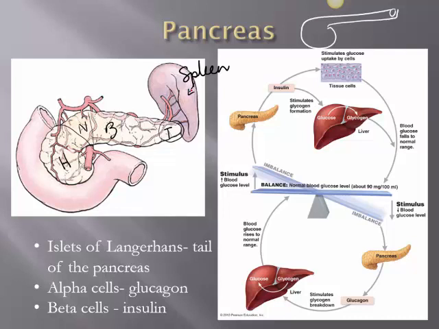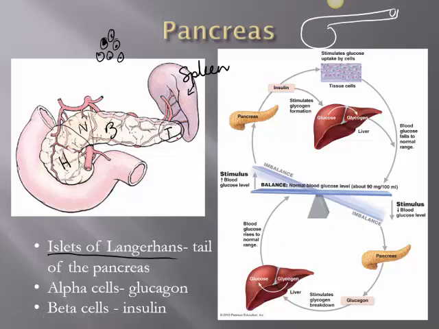In the pancreas, most of the endocrine portion is located in the tail, and the endocrine part is where you have cells present. They are cells clustered together as little islands, so this endocrine portion is often called the islets of Langerhans. You have many groups of these islands, and these islets are present in the tail of the pancreas.